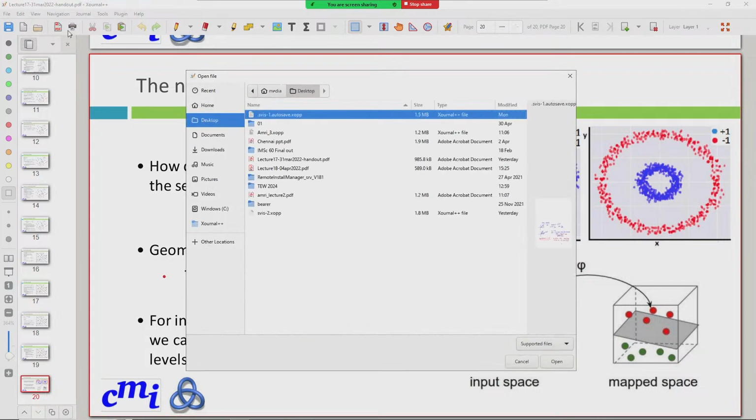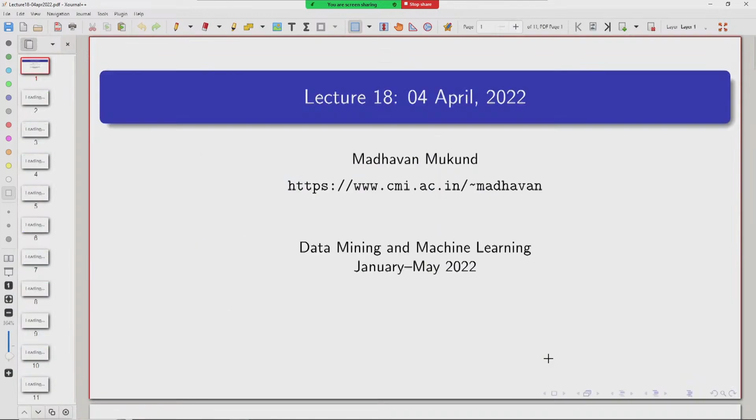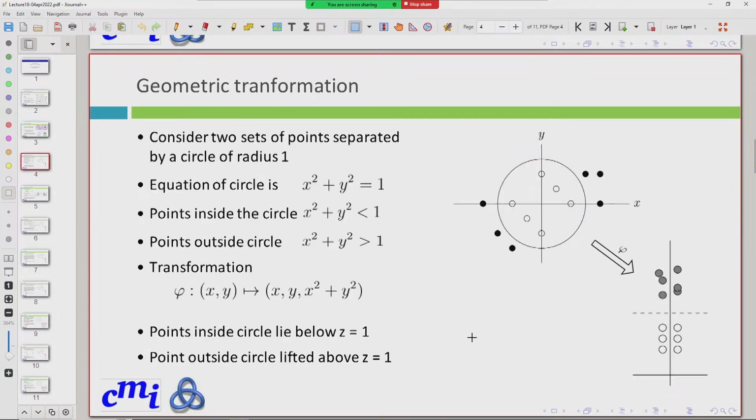Any questions so far? Any questions for the things that we saw so far?